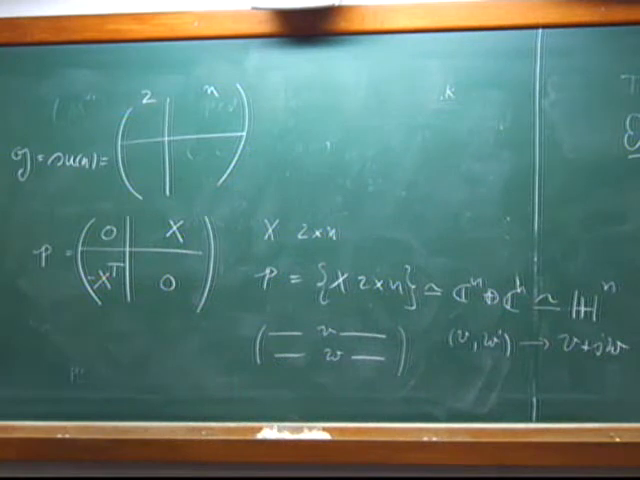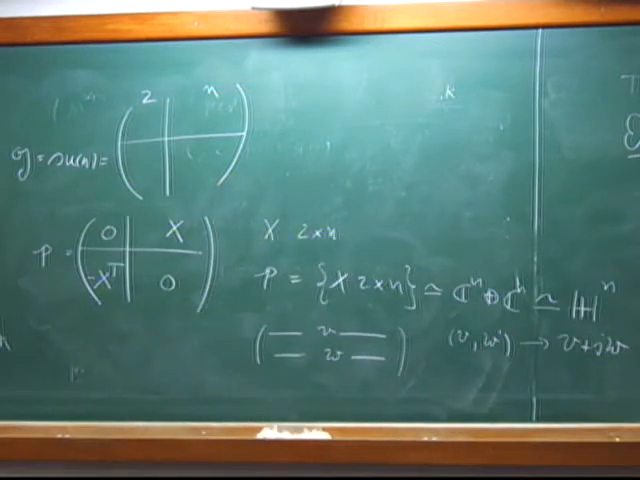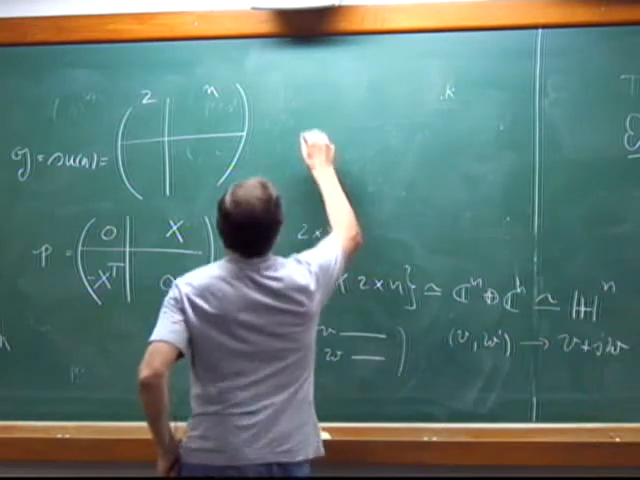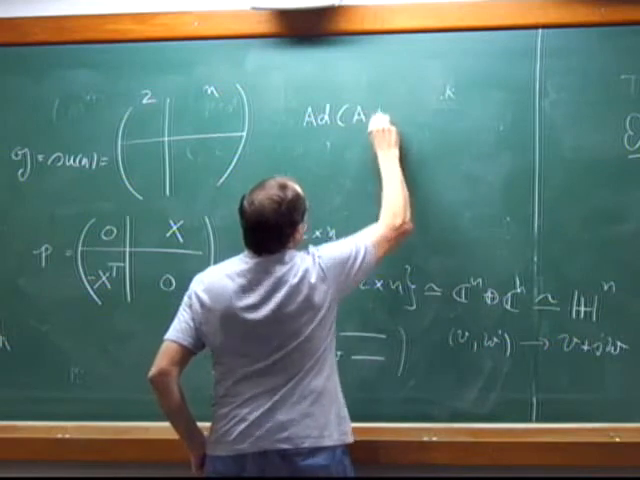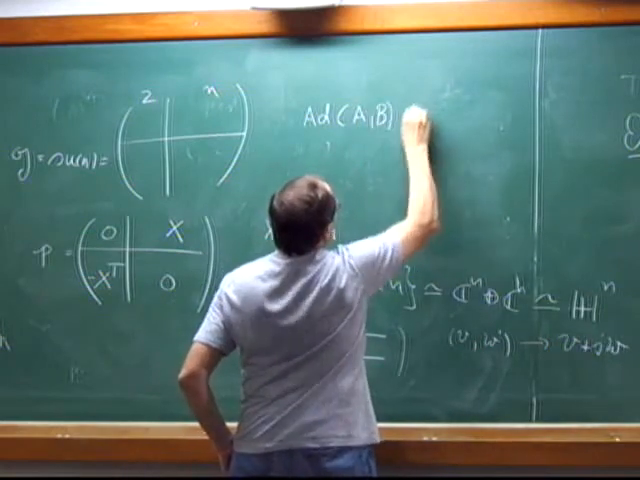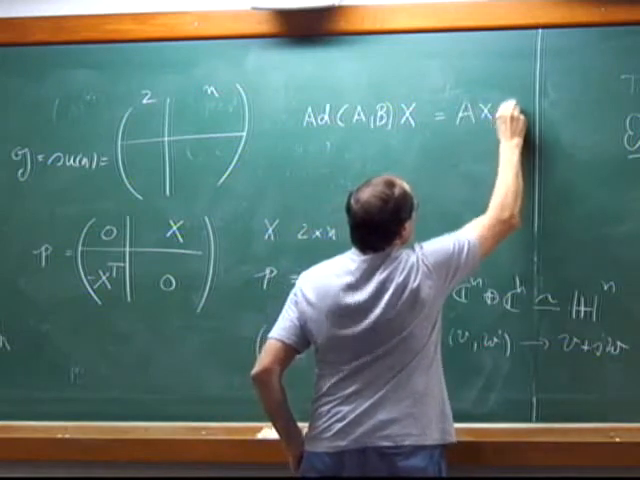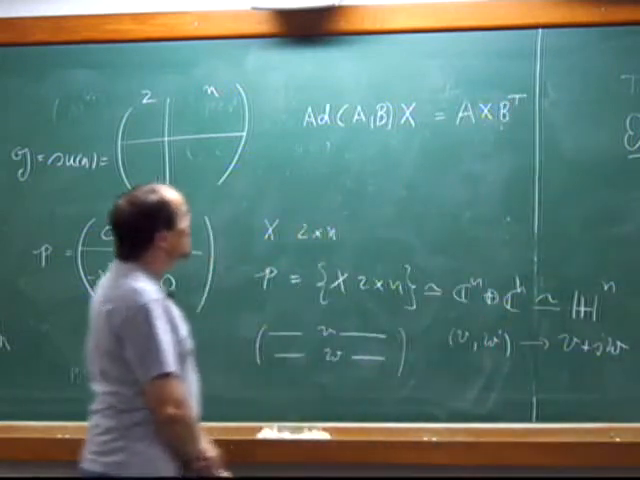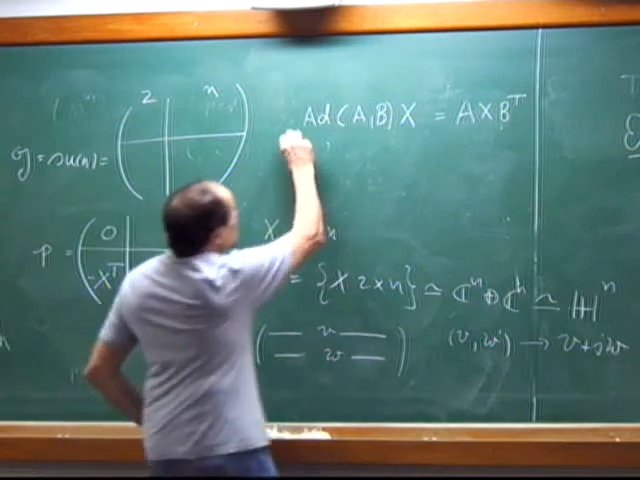How does the isotropy group act? So what is K? The isotropy group is given by two matrices, in U2 and UN. So I claim that the action of A comma B on X is simply AX B transpose. So that's a little computation, conjugating this, right? That's how you see what the action is. So that's the isotropy action.